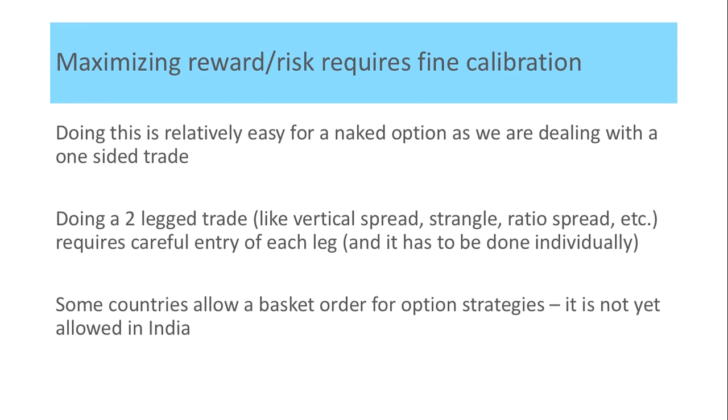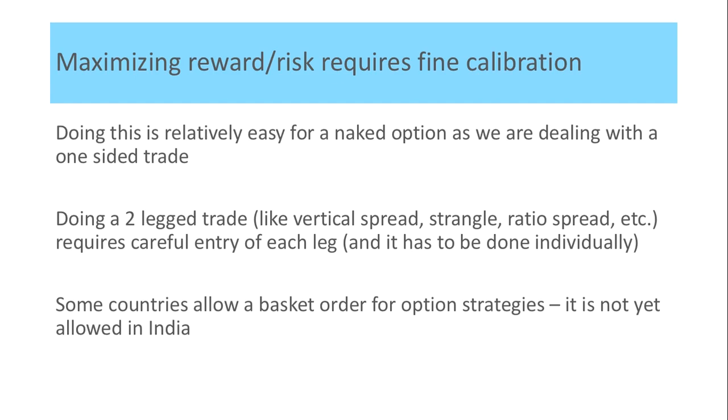Now, this can be relatively easy if we are only doing one sided trade like a naked option, because we are only dealing on one side and we can look for the best possible entry price and thereby maximizing our reward to risk. But this can become a little tricky if you're doing a two-leg trade, which is the case with many option strategies, like a vertical spread, a strangle, ratio spread, and so on, because it requires a careful entry on each of the leg.